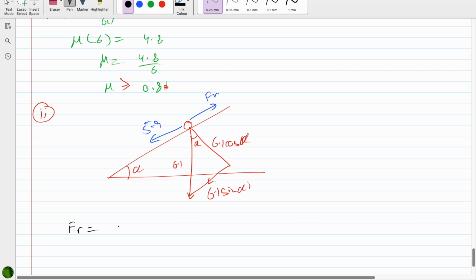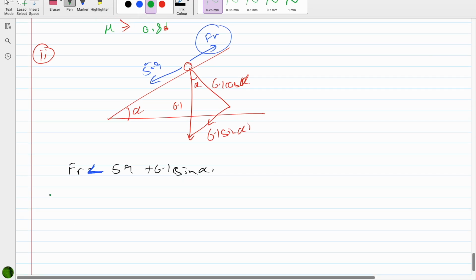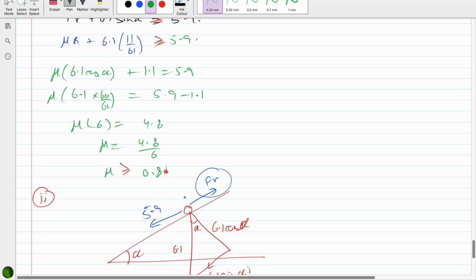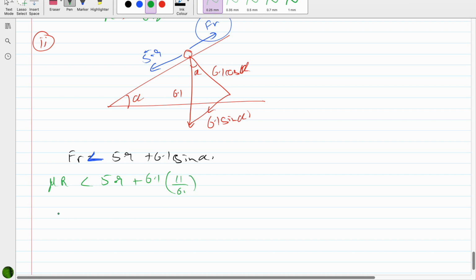Upward is friction and downwards is 5.9 plus 6.1 sine of alpha, the component of weight. Now we know that it is moving down, so downward forces are more than the friction. I can say friction is less than all the other forces. Replacing friction with mu R: less than 5.9 plus 6.1 sine alpha. Sine alpha was 11 by 61, copying it from the second part. Mu and R is 6.1 cos of alpha, less than 5.9, and 6.1 into 11 by 61 is 1.1.